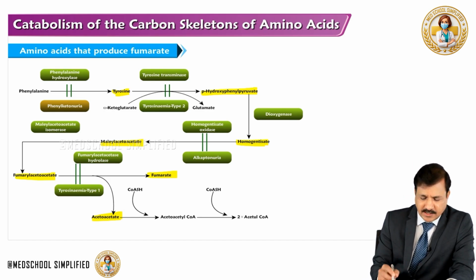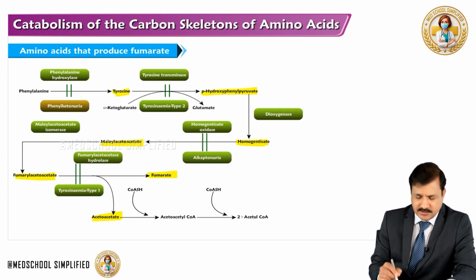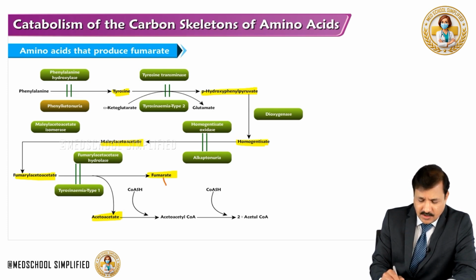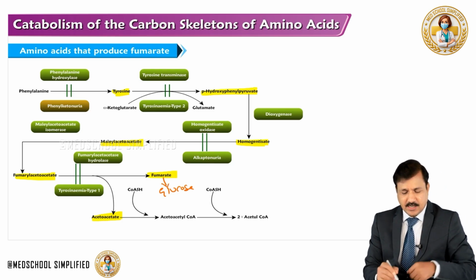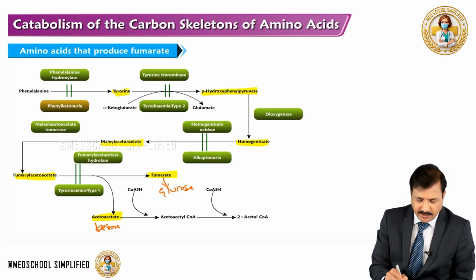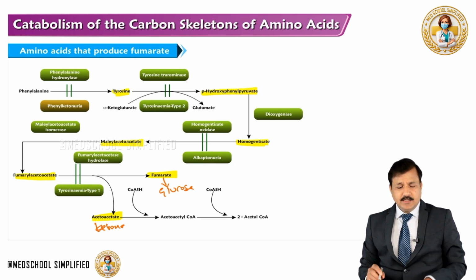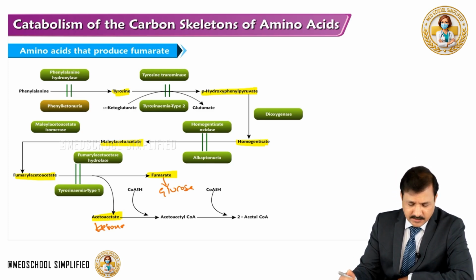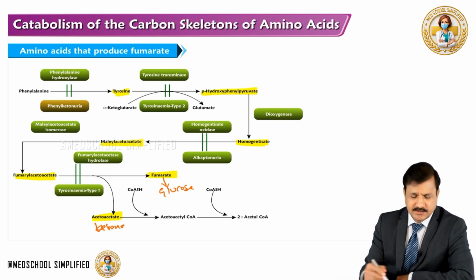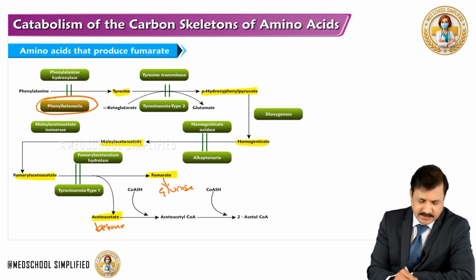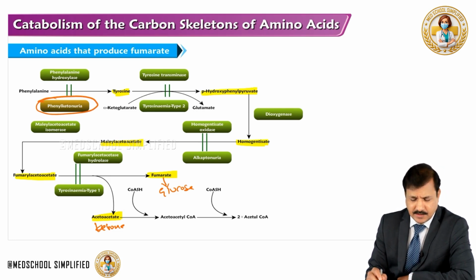So the purpose of this lecture is to show how exactly phenylalanine and tyrosine are converted to the TCA cycle intermediate fumarate. Fumarate can go into glucose formation later, and acetoacetate is a ketone body. Alright, while we are looking at this conversion of phenylalanine into tyrosine, I have already told you there is a risk of the disease called phenylketonuria.